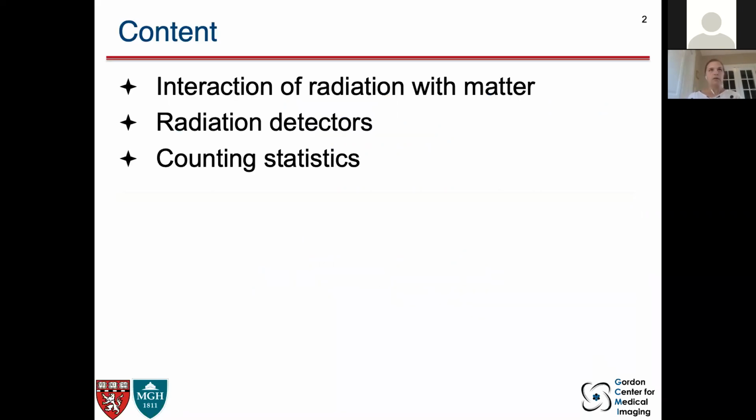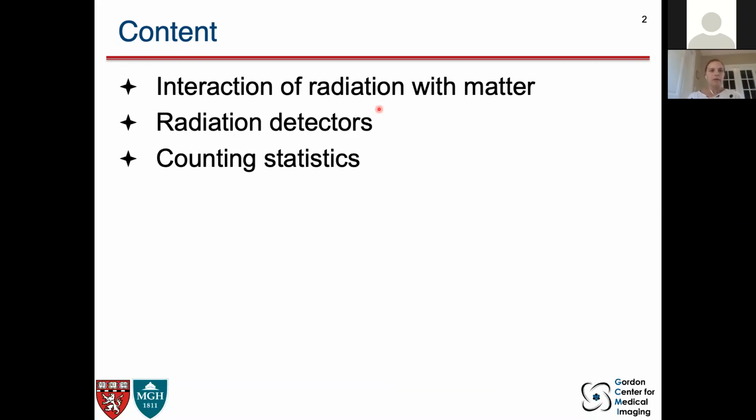So this is just a very short outline, what we're going to cover today. I will start by briefly talking about interaction of radiation with matter, because this is essential in order to understand how radiation detectors work. I think Moses touched on this in the last lecture as well, so it might be some repetition, but I think it's good to go over it in conjunction with the radiation detector lecture as well.